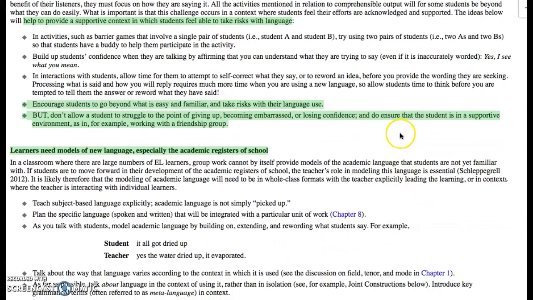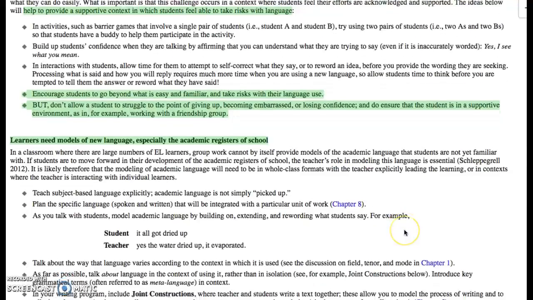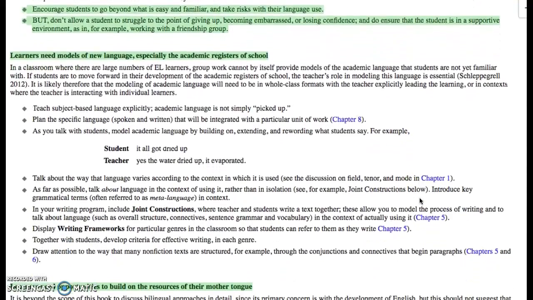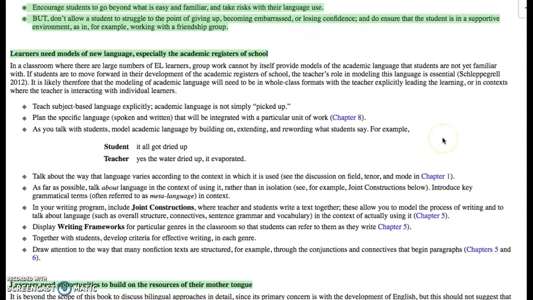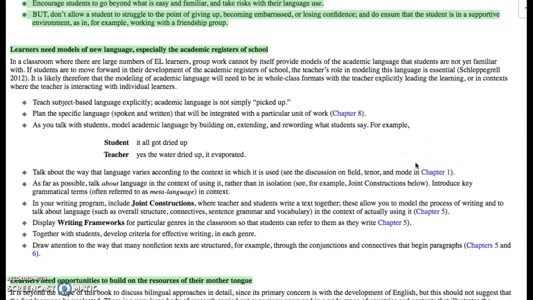I feel like this is very important. We need to make sure that our students are able to struggle, but in a good way. We don't want them to struggle so much that they are embarrassed, and we don't want them to lose that confidence, which might prevent them from taking risks and struggling with the language in the future.